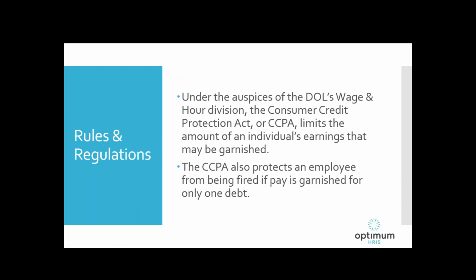The Consumer Credit Protection Act, or the CCPA, was issued by the Department of Labor's Wage and Hour Division, and it places limits on the amount of an individual's earnings that may be garnished, and that's different for different types of garnishments. The CCPA actually does a lot of things, but these limits are probably the most important thing to us today anyway. And next most important is that it states that an employee cannot be fired because the employer received an order for a garnishment.